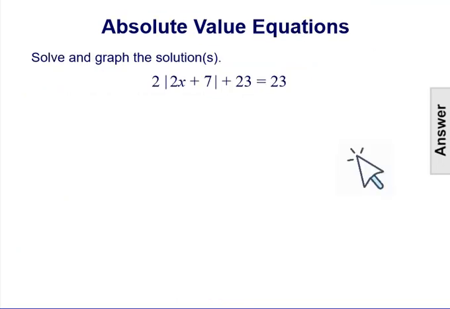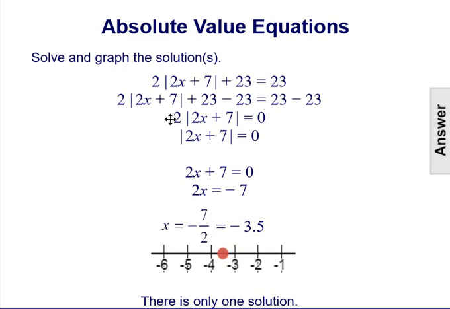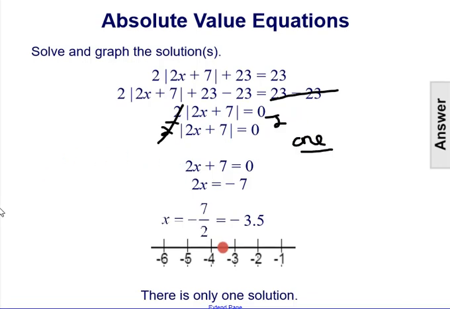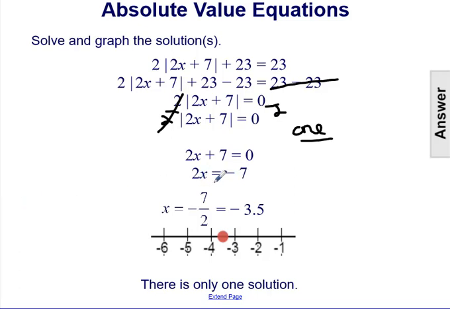Let's see a couple examples now where we actually go through with it and find the solutions, and we have our two different methods. So here, we want to get the absolute value by itself, so we're going to subtract 23. That gives us equal to 0. Then we divide by 2, still equal to 0. So that means there's going to be one solution. So we can set 2x plus 7 equal to 0, solve for x, and get that x equals negative 7 over 2, or negative 3.5. Only one solution. And we knew that earlier because that absolute value was equal to 0.